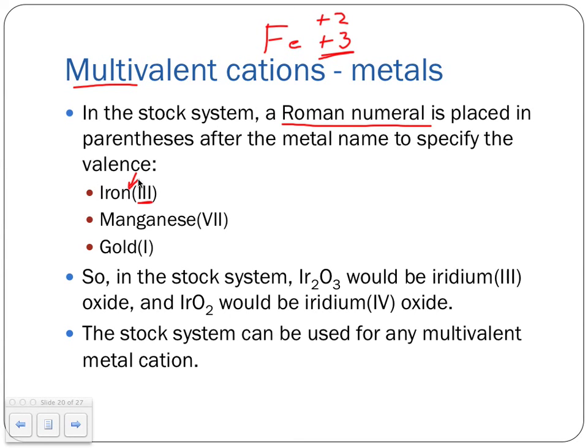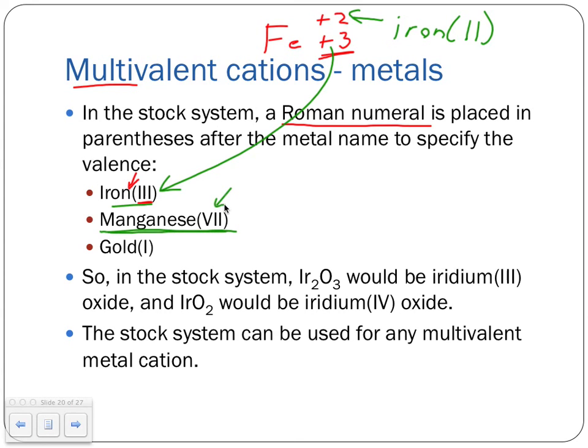If this weren't iron 3, if instead this were the other valence, then we'd write it out as iron, open parentheses, Roman numeral II, like that. So that would be iron 2, and then this would be iron 3. Other examples we'd have, manganese 7. Looking at the periodic table, manganese has possible valences of +2, +3, +4, and +7. So which one is it? We show which one it is by writing in parentheses, manganese 7.